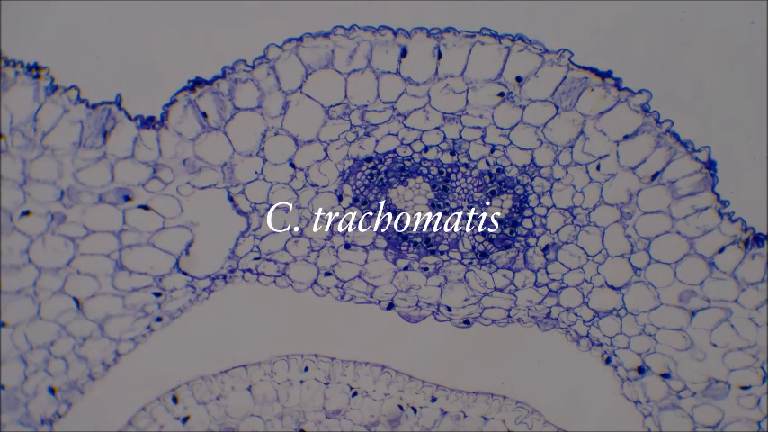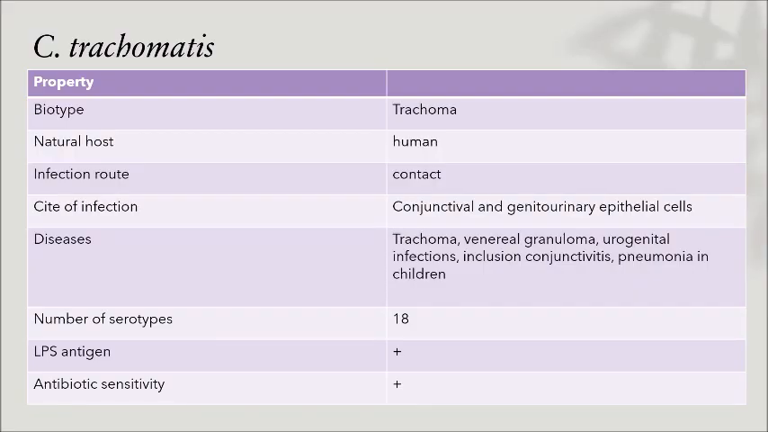There are three species of chlamydia that can cause disease in humans: Chlamydia trachomatis, Chlamydia psittaci, and Chlamydia pneumoniae. The most common of these species is C. trachomatis and is only prevalent in humans. C. trachomatis is the leading cause of sexually transmitted infections and most cases of blindness from infection in the world.